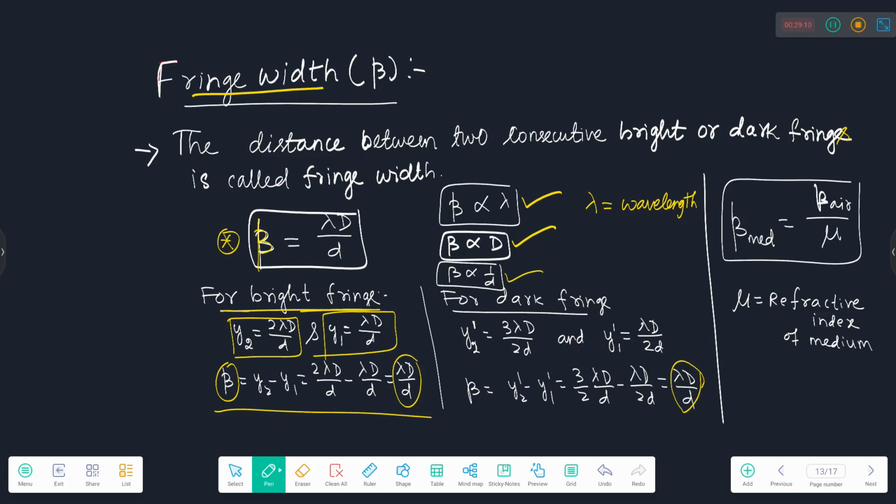Dark also, bright also. And beta in a medium. Suppose you are taking any medium and you are immersing this YDSE experiment in it. Then the refractive index is mu of that medium. Then beta medium equals beta air divided by the refractive index. So this idea should be clear in your brain. Yes or no? So about beta you remember this much: beta is called fringe width.